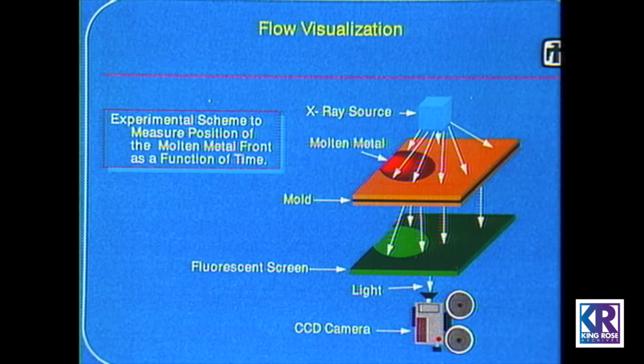An X-ray source shown above the plate provides the location of the metal front as the mold fills on the fluorescent screen situated below the mold. Thermocouples placed along the center line of the mold also provide temperature data as the mold fills. These tests provide the modelers with metal front velocities and metal front temperatures as a function of mold thickness, mold temperature, and pour temperature.